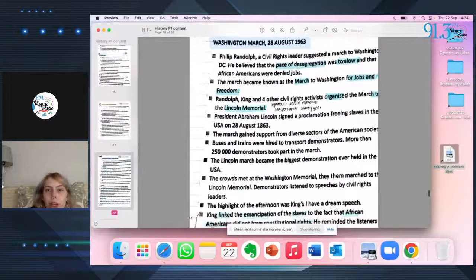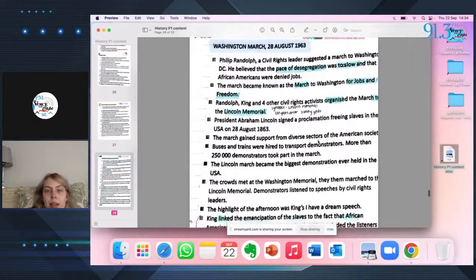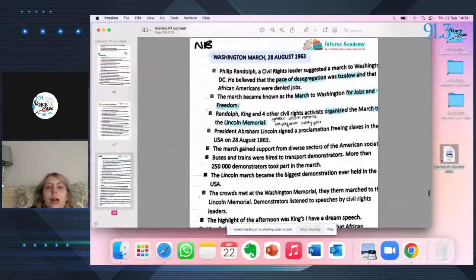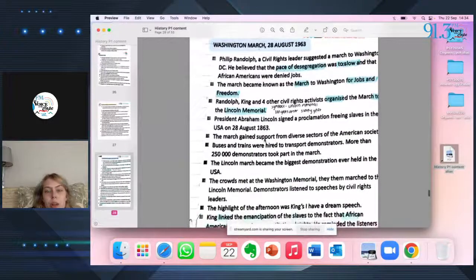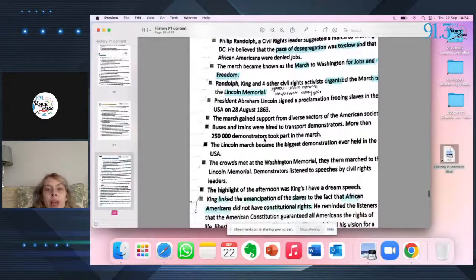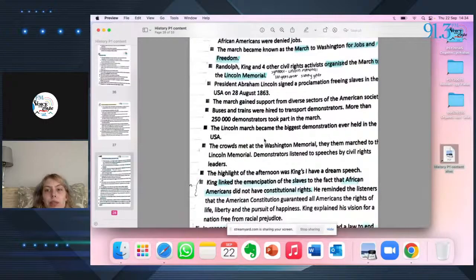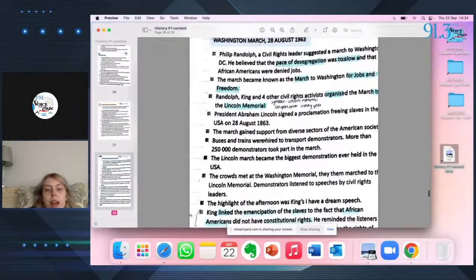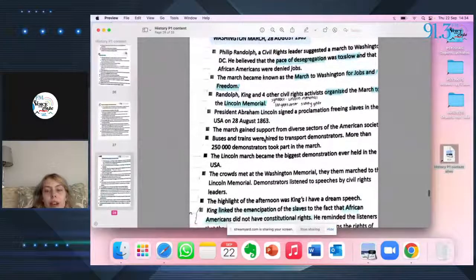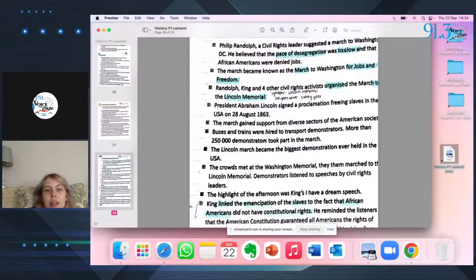Okay, so the Washington March on the 28th of August, 1963. Philip Randolph, a civil rights leader, suggested a march to Washington, D.C. He believed that the pace of segregation was too slow and that African Americans were denied jobs. The march became known as the March to Washington for Jobs and Freedom. Randolph, King, and 4 other civil rights activists organized the march to the Lincoln Memorial.